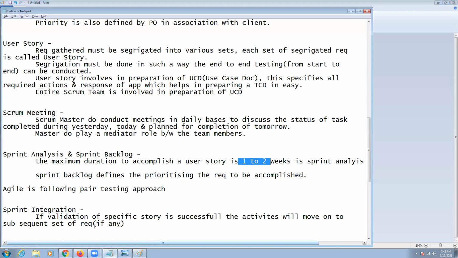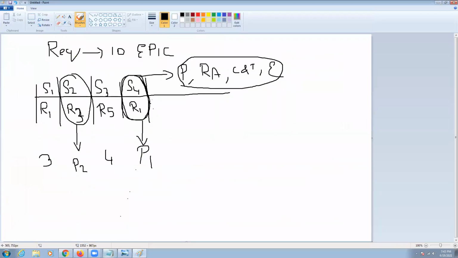And I said, if any. In this particular sprint, sprint 4, which has only 1 requirement, given priority 1, the team tries to get it accomplished, and it has been successful. Can we do any integration in this particular story, in this particular sprint? Yes. No. Once you say yes, once you say no.